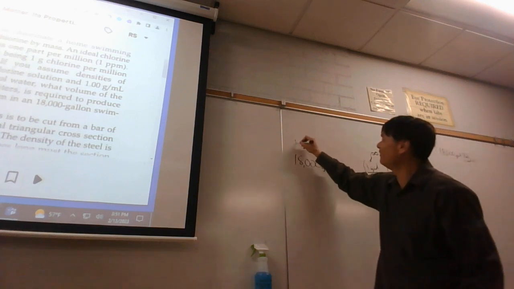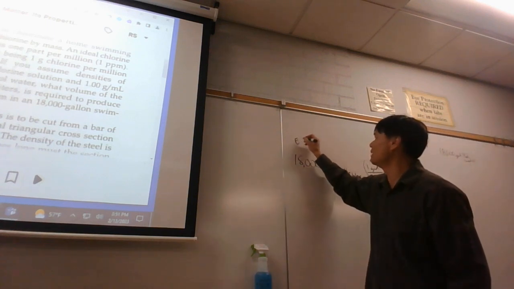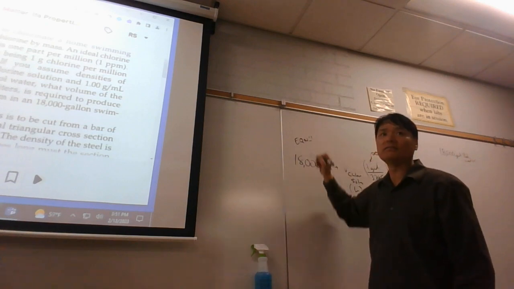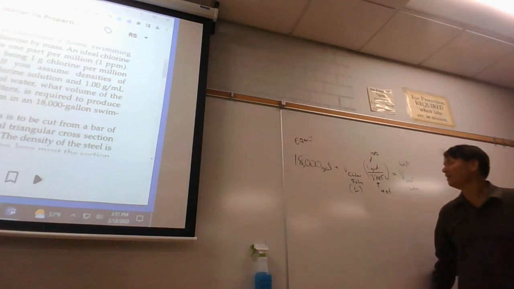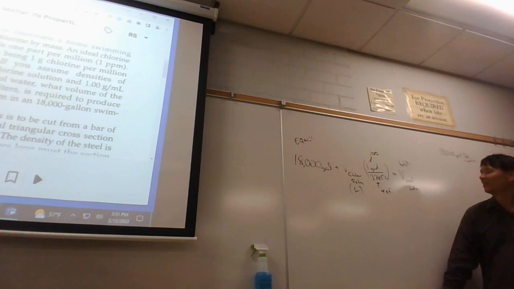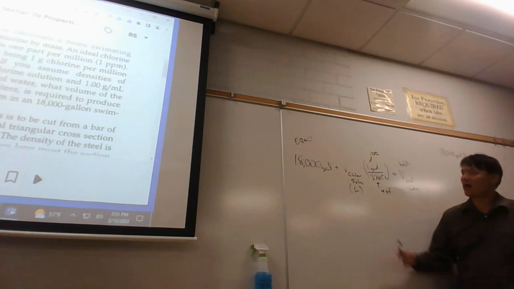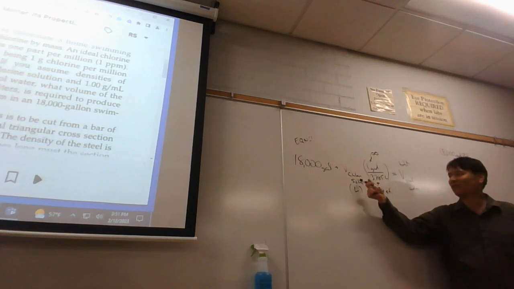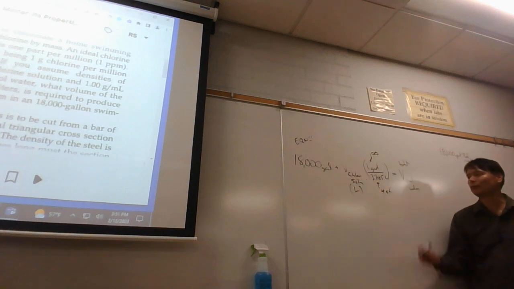And so when we have 2 unknowns, we need 2 equations. So this is what we'll call equation 1. Equation 1 has 2 unknowns, the volume of the chlorinating solution and the total volume of pool water.